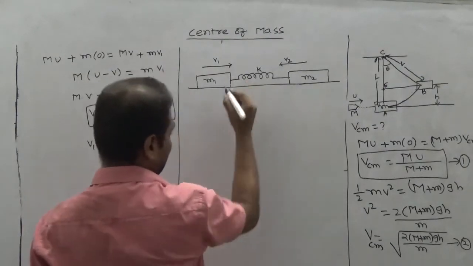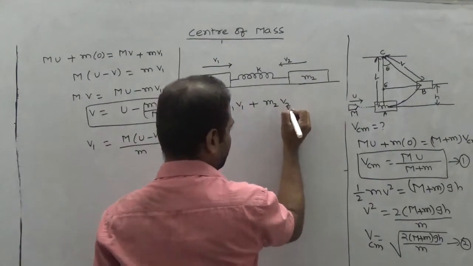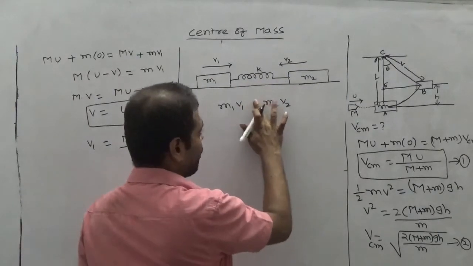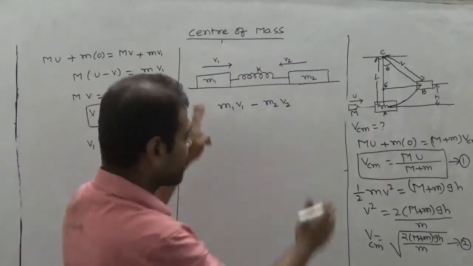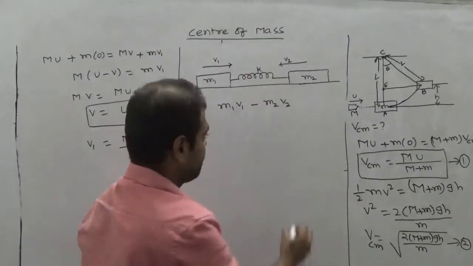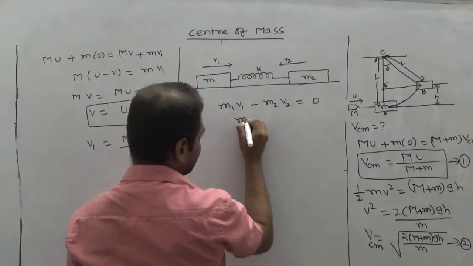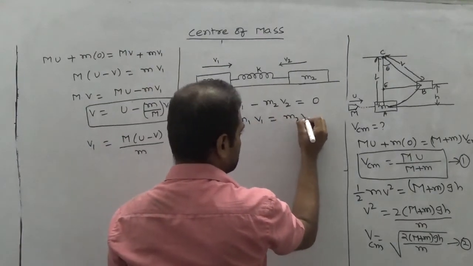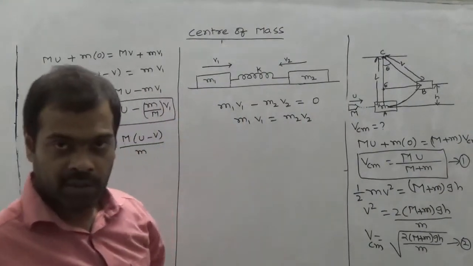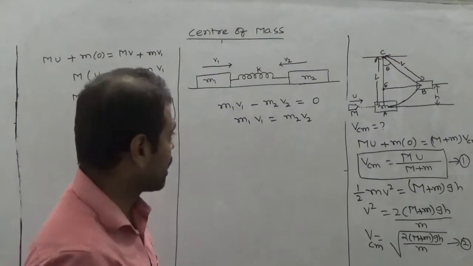That means I can write it as m1 v1 and m2 v2. Since v2 is moving in the opposite direction, I can write it as minus v2. At a point, m1 and m2 will come to rest. Whenever they come to rest, the final velocity will become 0. So I can write m1 v1 is equal to m2 v2. From this I can find the velocities.